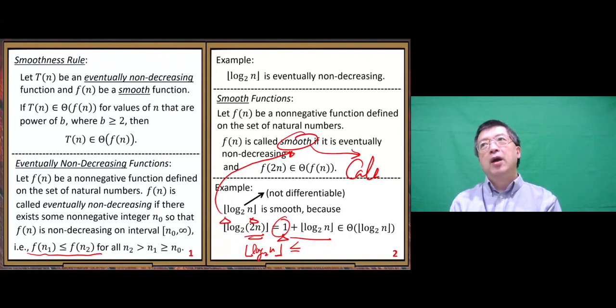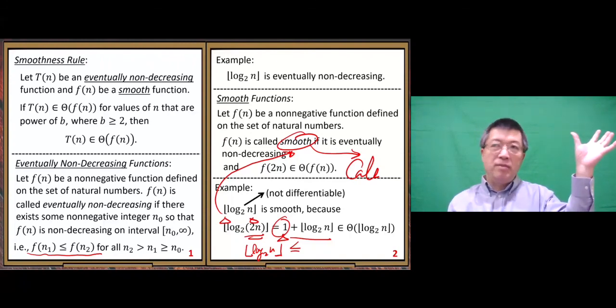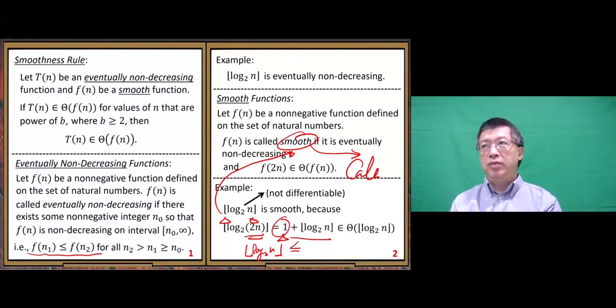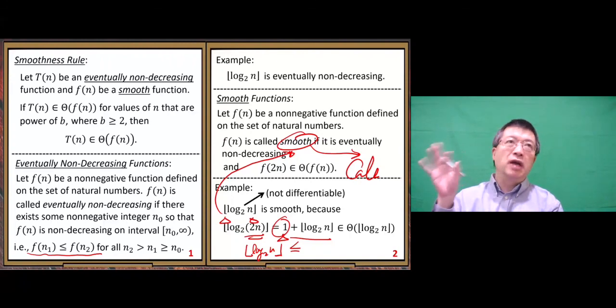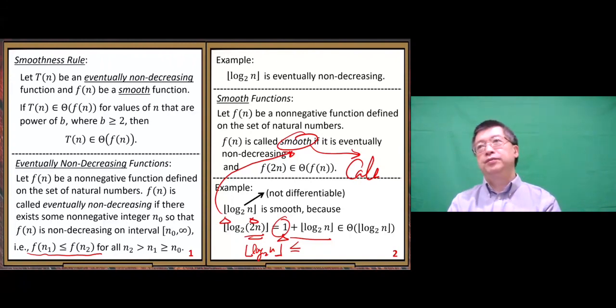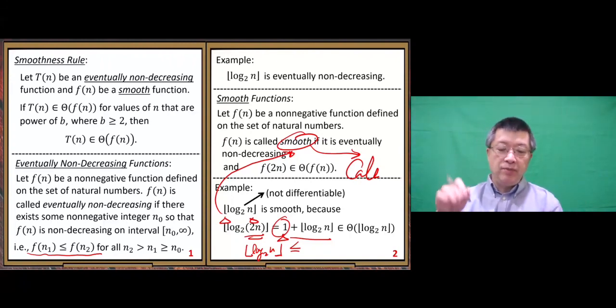But do not mess up. Do not get confused. We do not mean the calculus smooth. We mean the computer science algorithm smooth. All right, so that's the B.3.